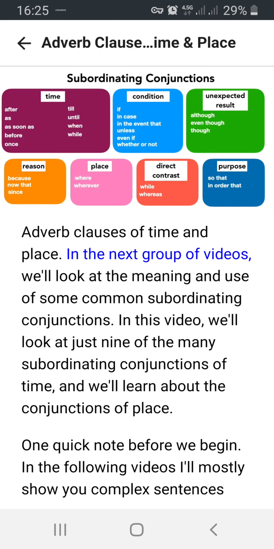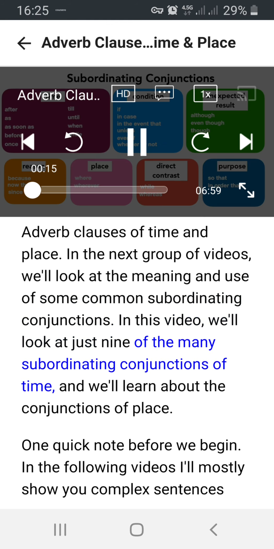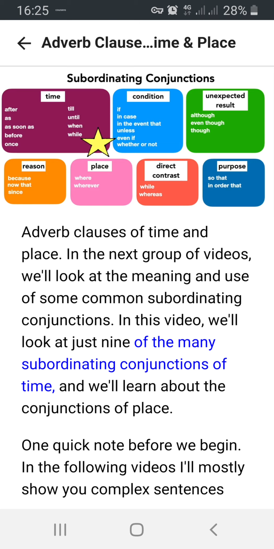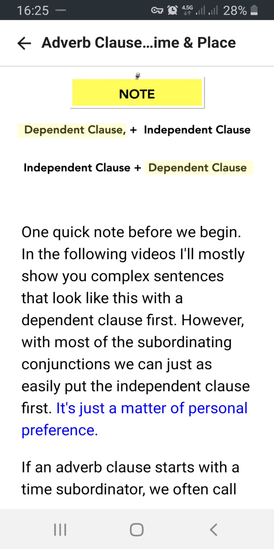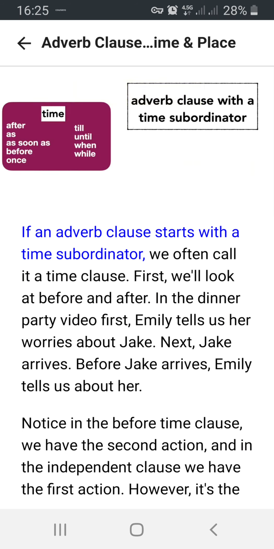In the next group of videos, we'll look at the meaning and use of some common subordinating conjunctions. In this video, we'll look at just 9 of the many subordinating conjunctions of time, and we'll learn about the conjunctions of place. One quick note before we begin. In the following videos, I'll mostly show you complex sentences that look like this, with the dependent clause first. However, with most of the subordinating conjunctions, we can just as easily put the independent clause first. It's just a matter of personal preference. If an adverb clause starts with a time subordinator, we often call it a time clause.